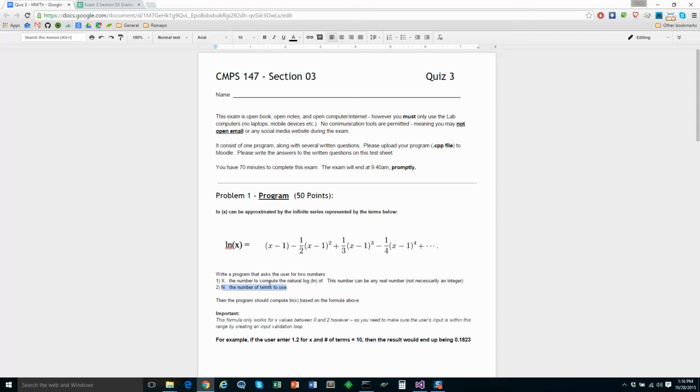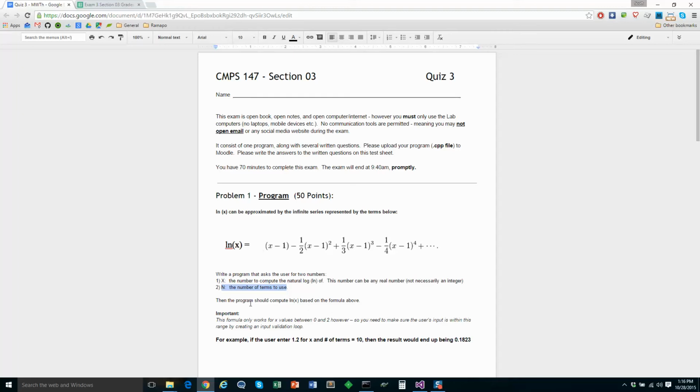If the user said, I want to know the log of 1.2, for instance, it's not going to be anywhere close to the true number. It's just going to be 0.2, right? Because with one iteration, it's just 1.2 minus 1. So it did take a number of iterations for you to start to approximate. And I gave you an example down here where if the user types in 1.2 with 10 terms, you should end up getting a result of 0.1823.